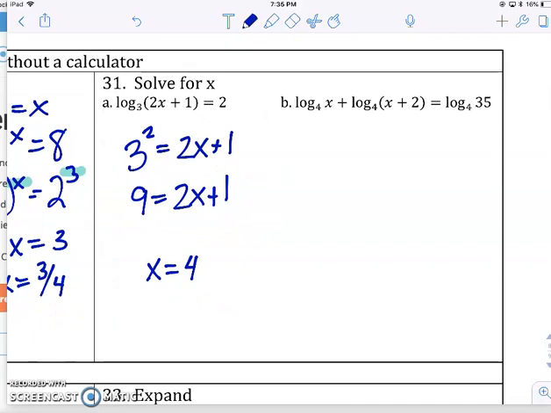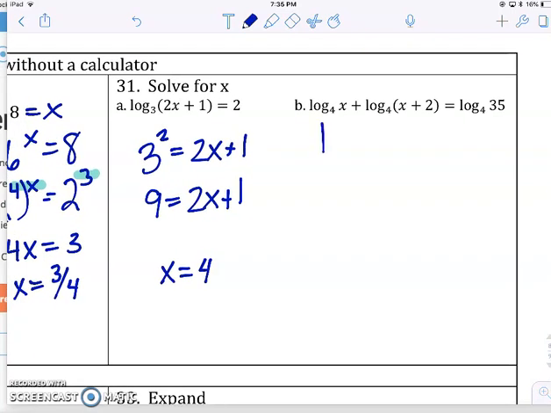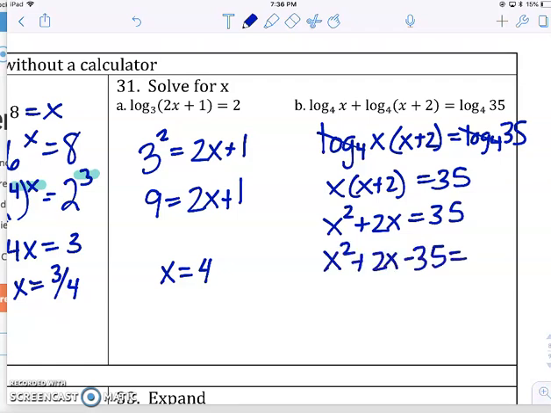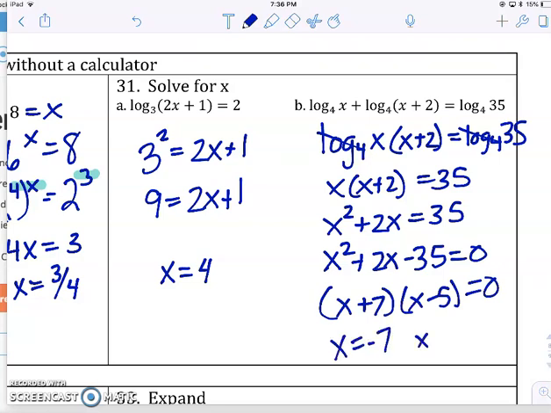The next one, we have some properties of logs. So adding goes back to multiplying. So log base 4 of x times x plus 2 equals log base 4 of 35. The logs are on the same side. So x times x plus 2 equals 35. So x squared plus 2x equals 35. So set it equal to 0. So we have x plus 7, x minus 5 equals 0. So we have x equals negative 7, and x equals 5.